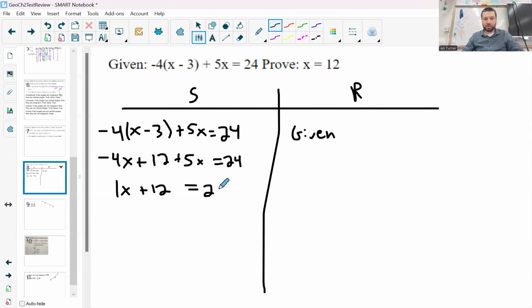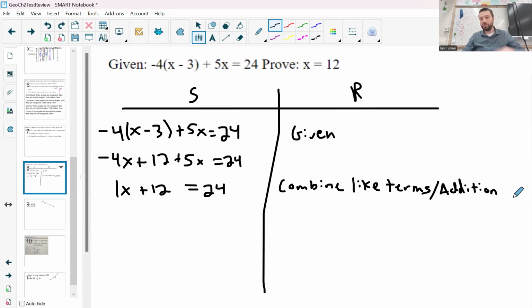There's two things we could call that, right? Leo said combine like terms. I would accept that on the test as an answer, so that would be fine. What's another way? Alexandra, what do you got? Yeah, we could just call that addition, right? We took -4x and we added 5x. It's not the addition property of equality, but it's just addition because we're just doing it to one side. All right? So there's addition.